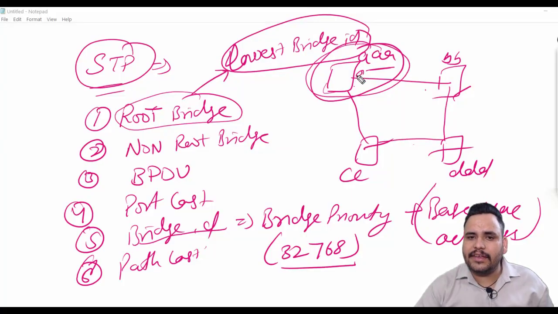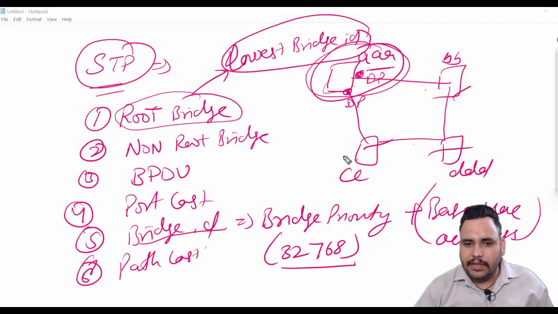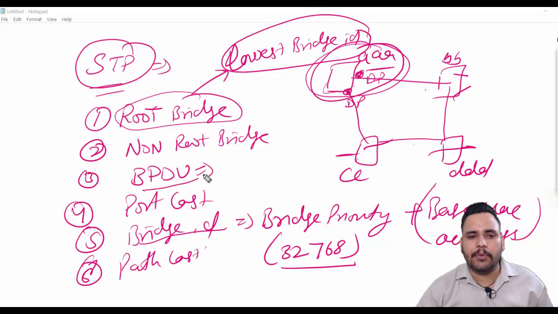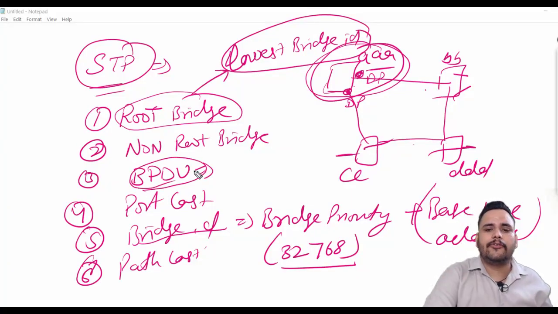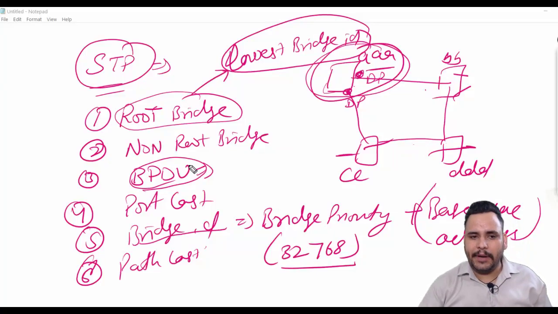The root bridge is the best bridge. The ports of the root bridge are always designated ports. All these other switches are known as non-root bridges. BPDU stands for Bridge Protocol Data Unit, which is the information sent from one port to another. Port cost is defined by default by IEEE.